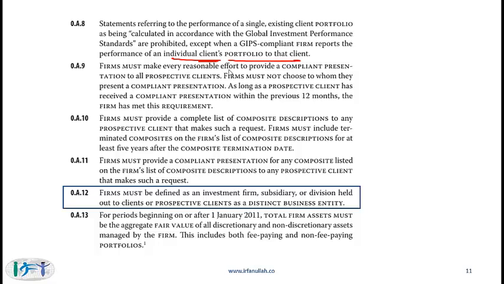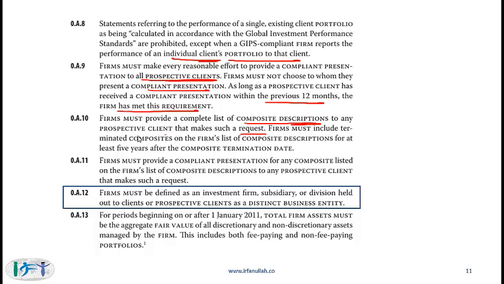Firms must make every reasonable effort to provide a compliant presentation to all prospective clients. Firms must not choose to whom they present a compliant presentation. As long as a prospective client has received a compliant presentation within the previous 12 months, the firm has met this requirement. Firms must provide a complete list of composite descriptions to any prospective client that makes such a request.